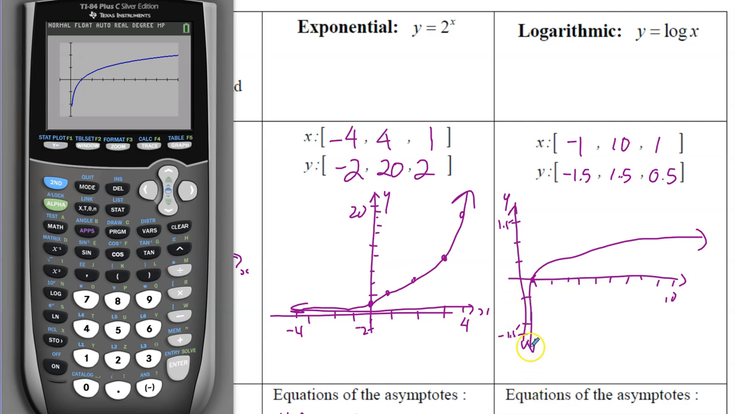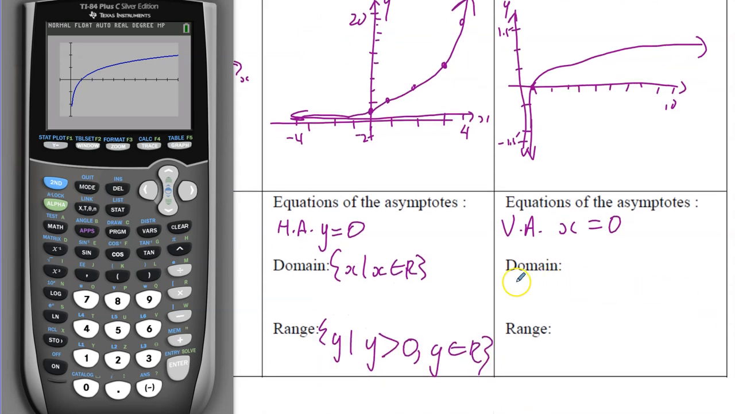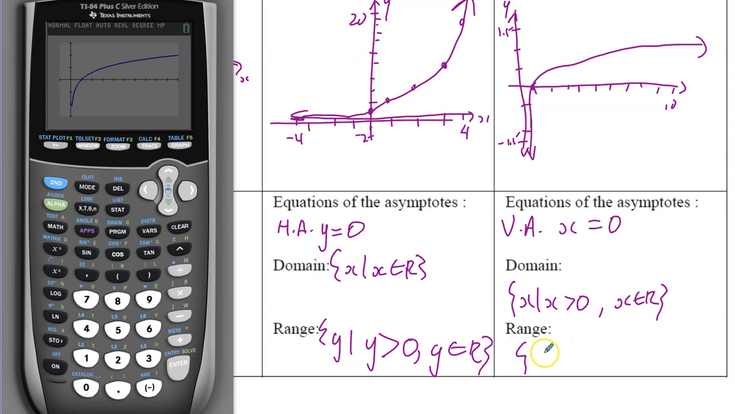That actually is a vertical asymptote, VA, and it has an equation of x is equal to 0, right? It's just basically the y-axis, which is the line x equals 0. The domain of a log function is the set of all x such that x is greater than 0 and x belongs to the reals. Okay, and we'll be studying each of these functions in much more detail as we go through the course.